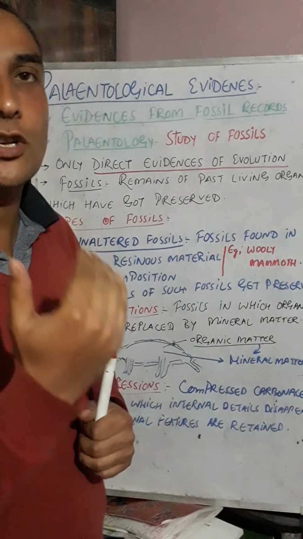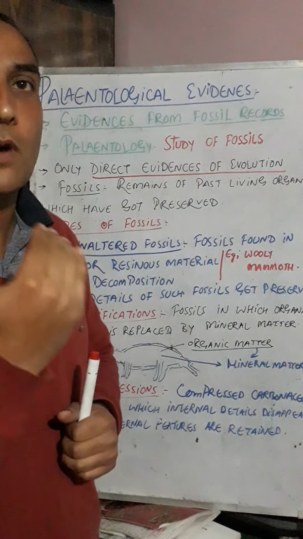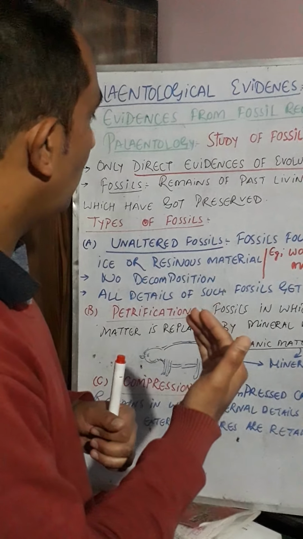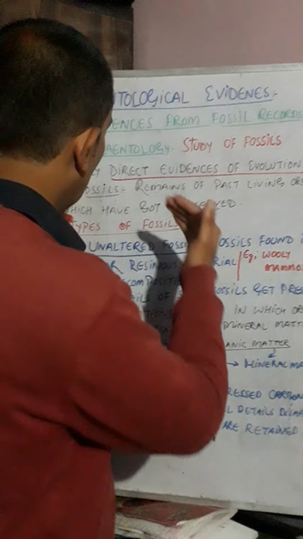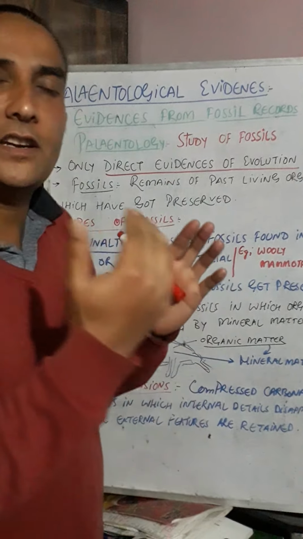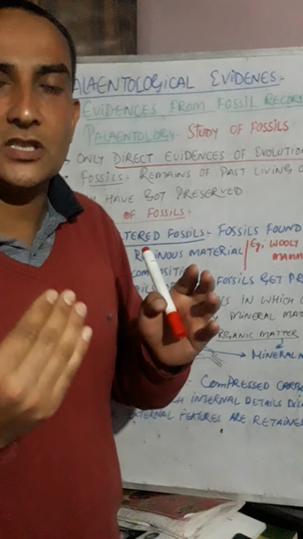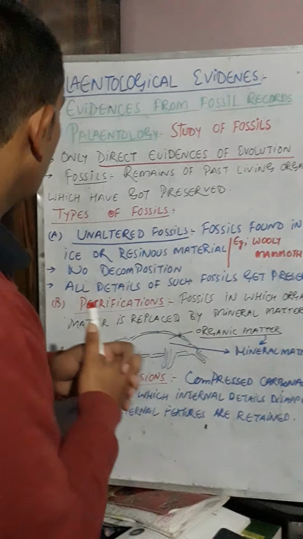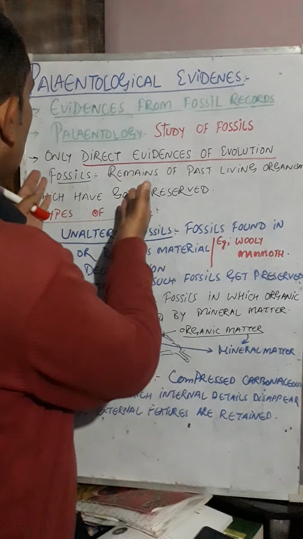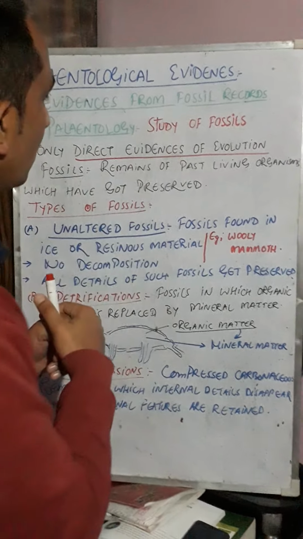It's only the paleontological evidences which are given the credit of having the direct evidence of evolution, because in paleontological evidence we directly study the fossils and they directly give us an insight into the life which was present on this planet in the remote past. So let's discuss something about the definition regarding the fossils.